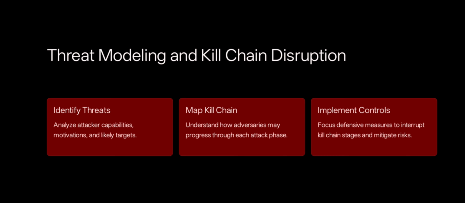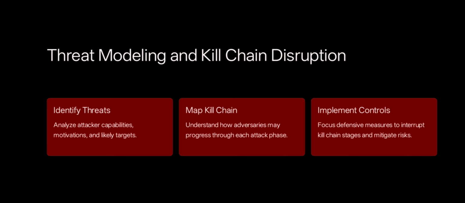1. Origins and evolution. 1.1 Lockheed Martin Cyber Kill Chain. Introduced in 2011, the Lockheed Martin Cyber Kill Chain outlines 7 linear stages of a cyber attack. 1. Reconnaissance, gathering information about the target. 2. Weaponization, creating a malicious payload. 3. Delivery, transmitting the payload to the target.